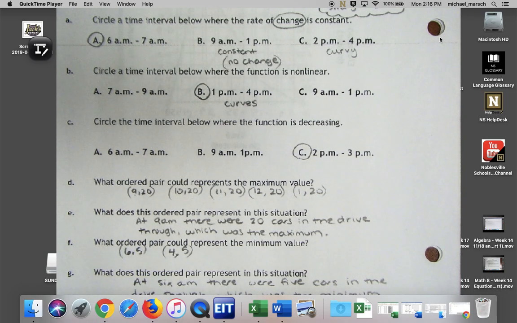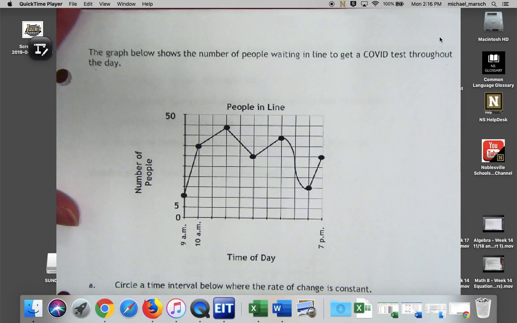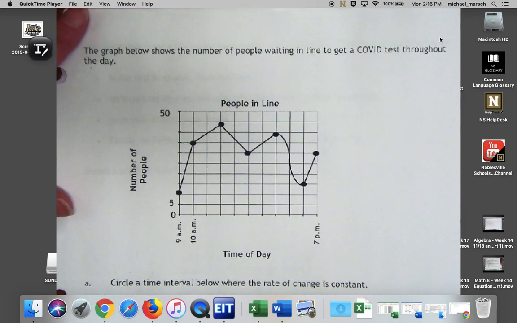Okay. You guys want to try the next one? We're almost done. This next one, very relevant, shows the number of people waiting in line to get a COVID test throughout the day.